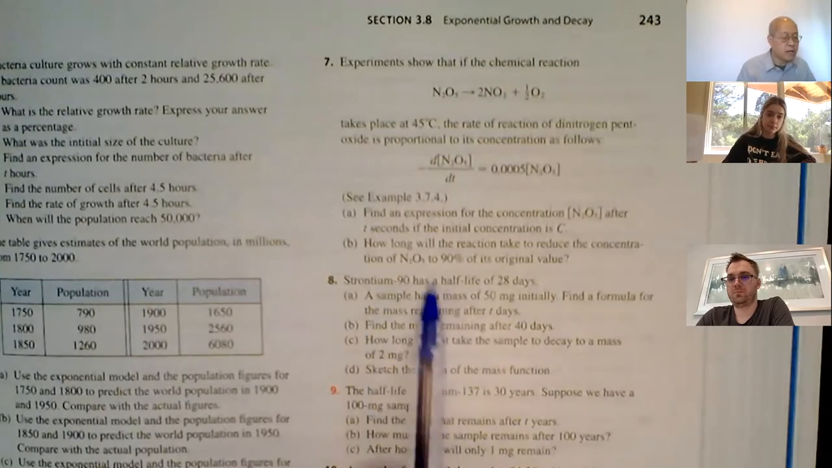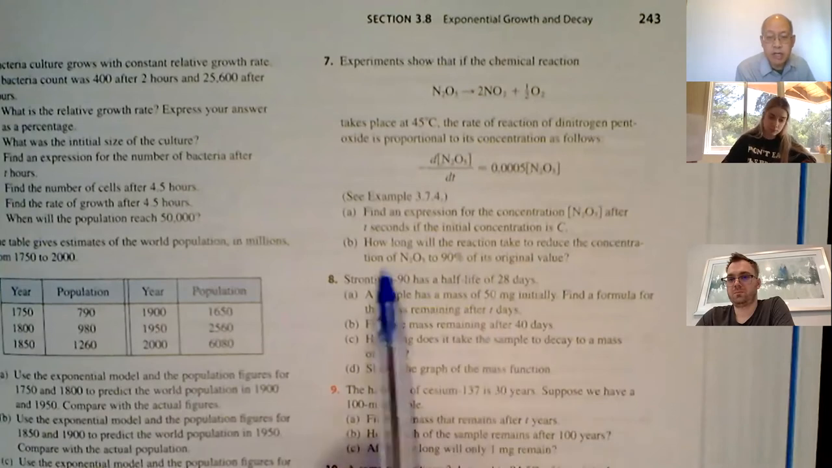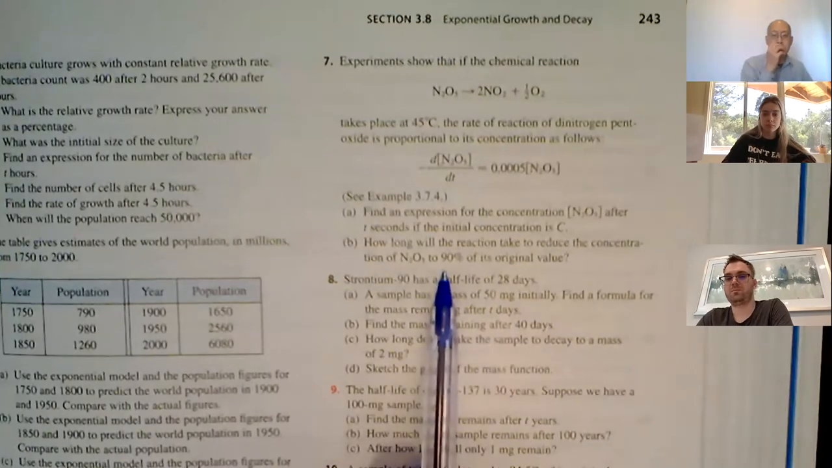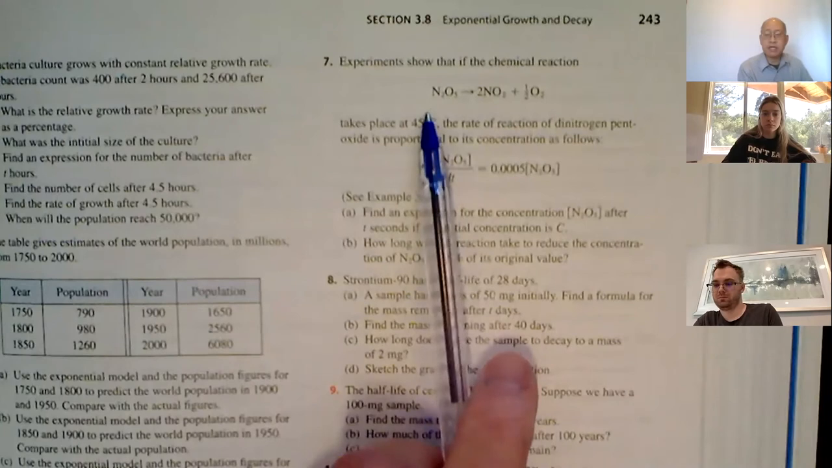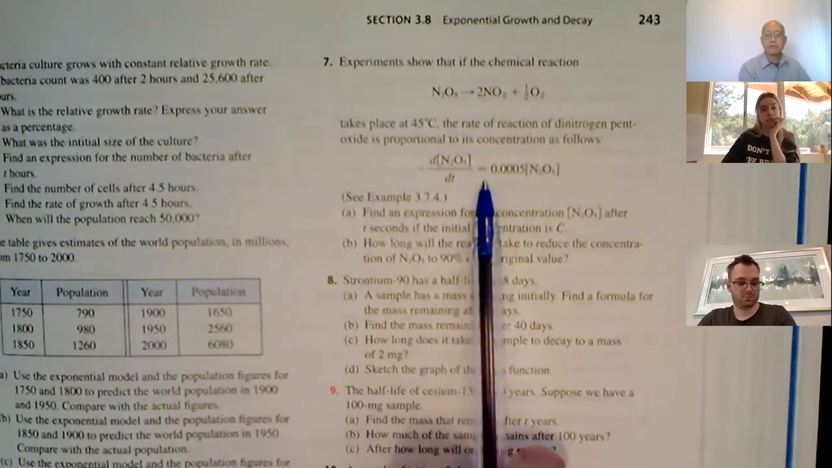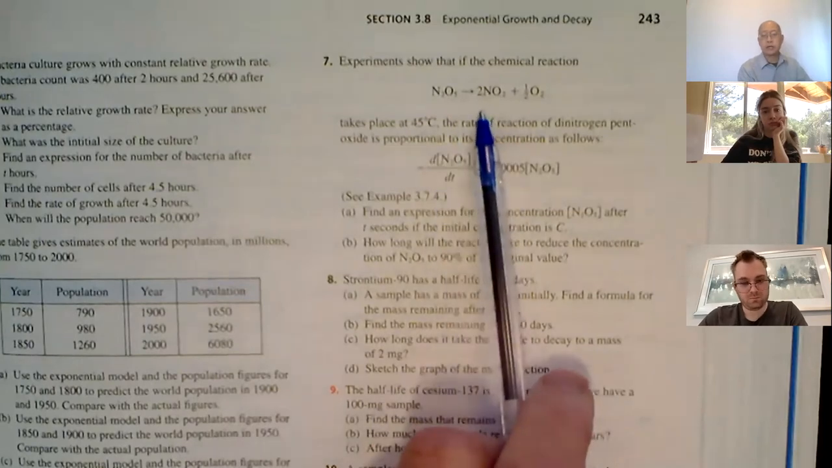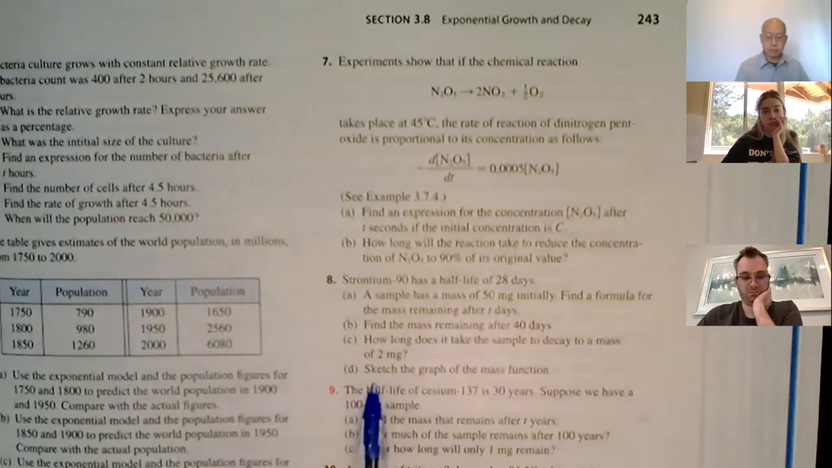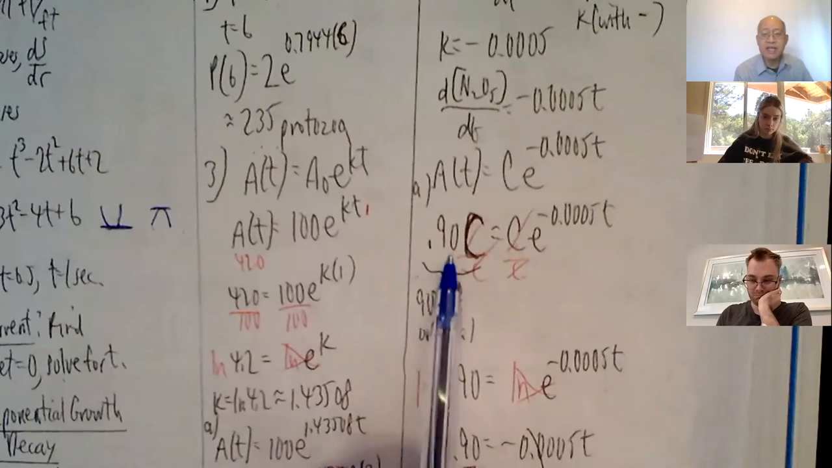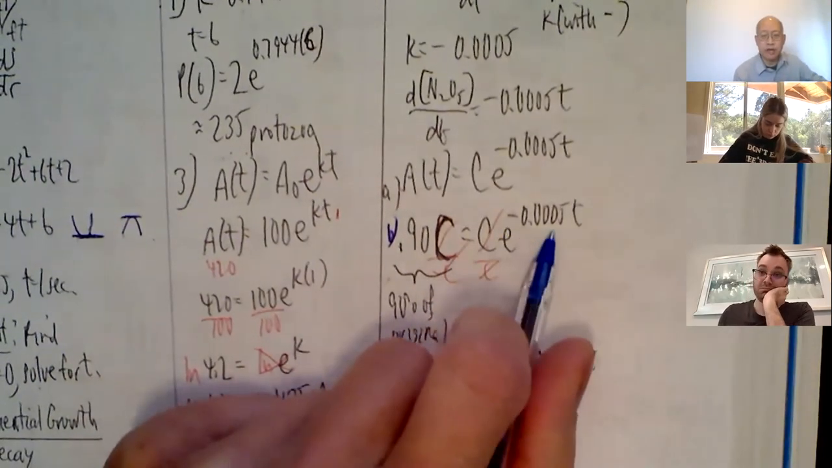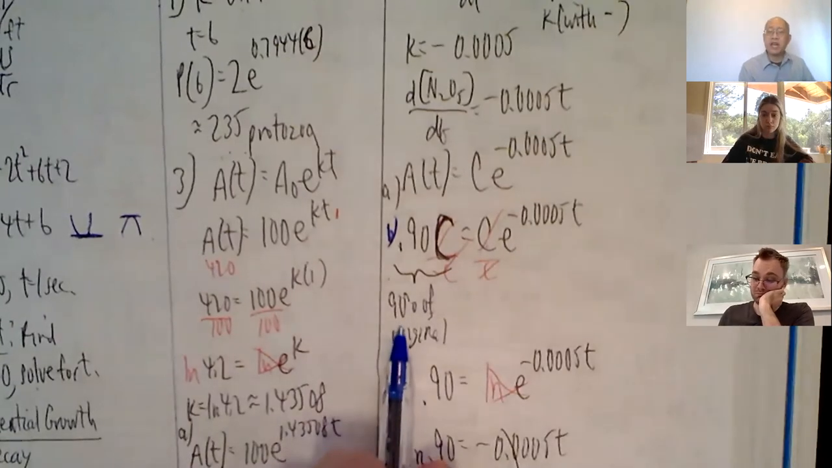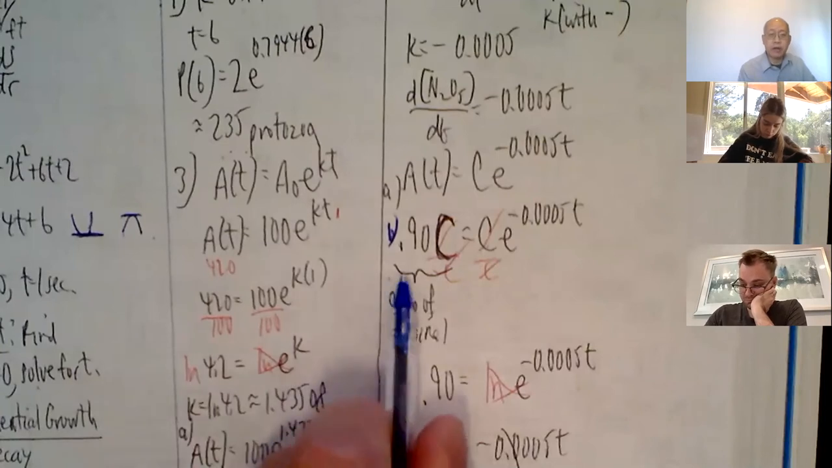Okay, now part B. How long will the reaction take to reduce the concentration of N2O5 to 90% of its original value? So as time goes by, the concentration of N2O5 decreases. How come? Because k was negative, because the N2O5 is changing into 2NO2 and some oxygen, right? So 90% of the original is 0.90C. So this should be part B, I guess. 0.90C is equal to C e to the negative 0.0005t. So this here is the interpretation of 90% of the original, 0.90C.